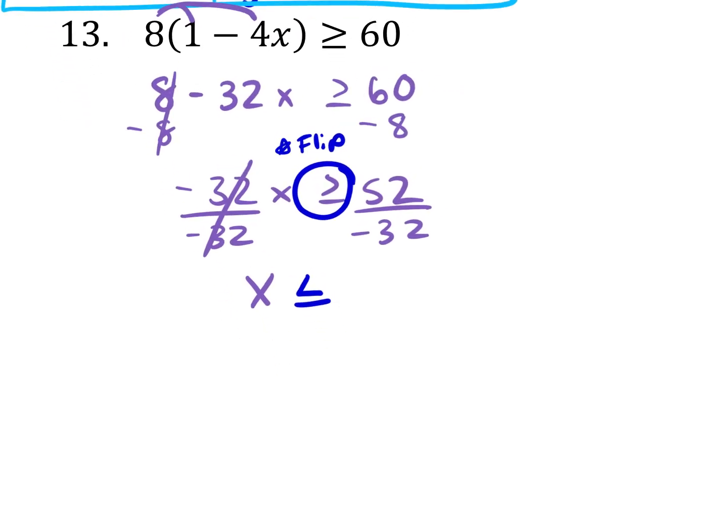So now let's simplify our fraction. 52 divided by negative 32. They're both divisible by 4. So 4 goes into 52 how many times? 13 over negative 8. So negative 13 over 8.